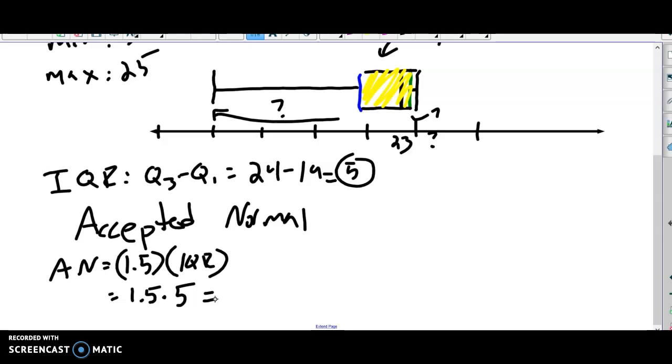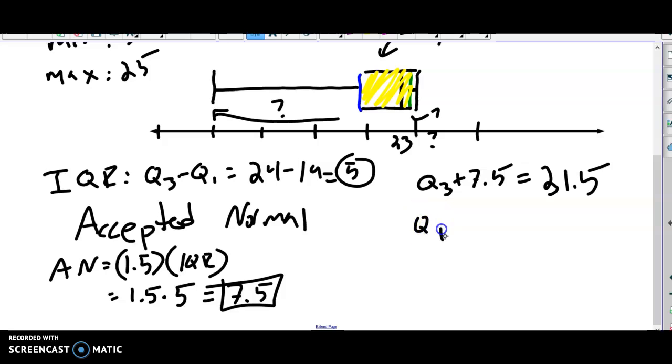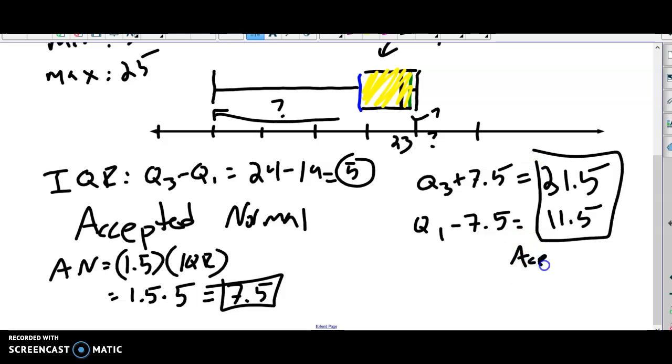Half of 5 is 2.5, so 1.5 times 5 is 7.5. So I'm willing to go 7.5 points above Q3 and 7.5 points below Q1. To find my upper limit, I take Q3 and add 7.5, which gives me 31.5. Then I take my Q1 and subtract 7.5. 19 minus 7.5 is 11.5. This is what I call my accepted maximum and minimum.